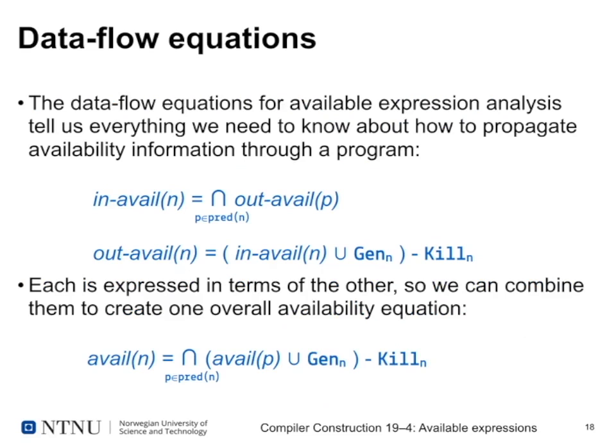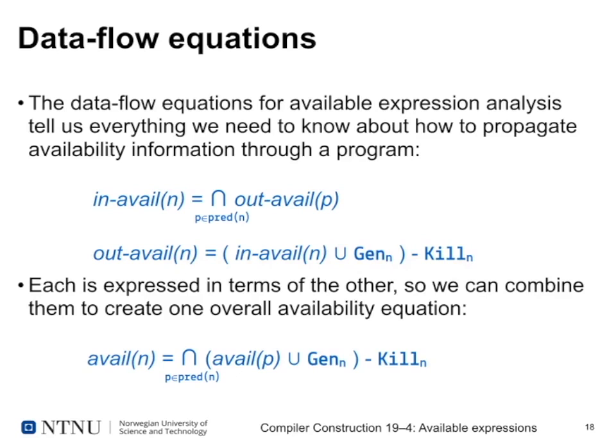So from this we can derive our data flow equations again. Our data flow equations tell us everything we need to know to implement this information. So how do we propagate availability information throughout our program, throughout our control flow graph? The in-available expressions for a program point n is the cut of all the out-available expressions of all the predecessors of our program point. And on the other hand, the out-available expressions of a program point n is, as we've seen, the in-available expressions joined with the ones we generated, and we subtract the ones we kill in our instruction n from that.